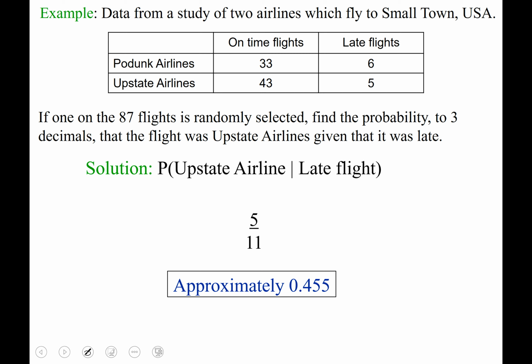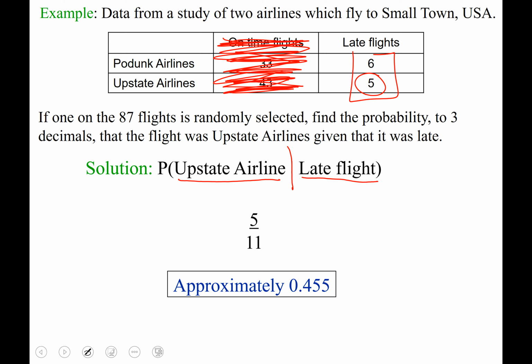If not, no problem. Let's figure it out right now. Okay, Upstate airlines, given it's a late flight. So I have to cross out everything that's not a late flight. So we cross out this column. Maybe now you're seeing where that 11 and the 5 came from. Okay, so we're just looking at late flights. Upstate airline had 5 out of the 11 late flights. So if you didn't get it first, hopefully you're starting to see it now.